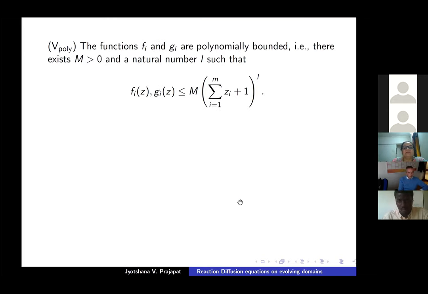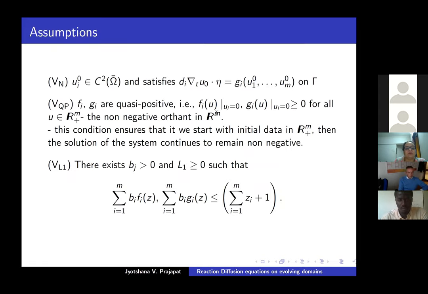And this is the condition that fi and gi are polynomially bounded. There exist m and a natural number l such that these functions are less than the summation of the coordinates to the power l. Usually this condition is used for deriving higher regularity of the solutions. So these are the common conditions which I have put over here.